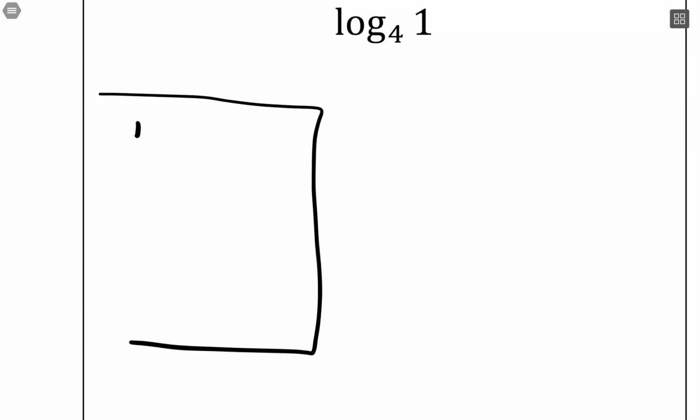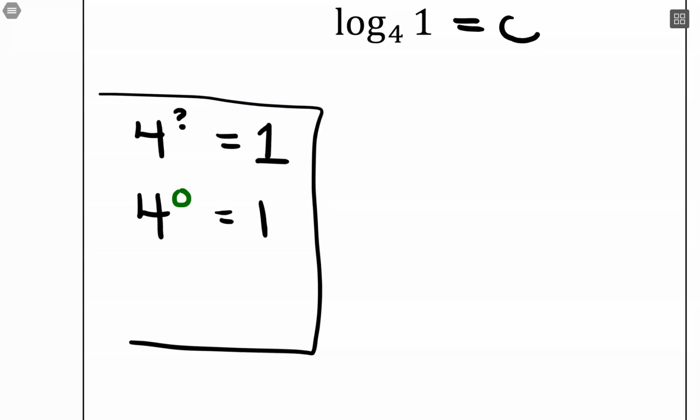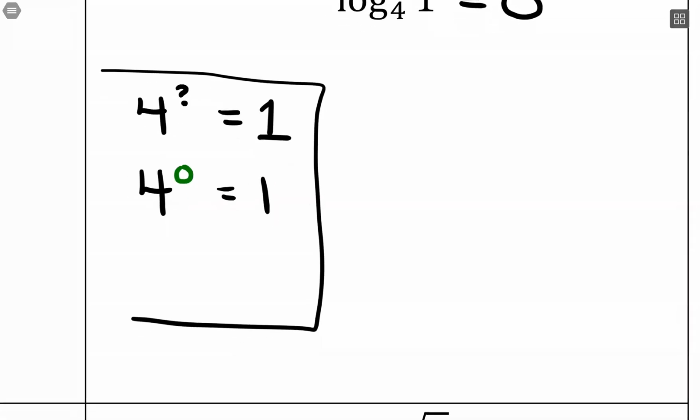All right, log base 4 of 1. So I want to know 4 to what power is equal to 1. And the exponent we would need right there is a 0. 4 to the 0 power is equal to 1. So with this, we'll have an outcome of 0. And this is connecting to the idea that anything raised to a power of 0 is 1.